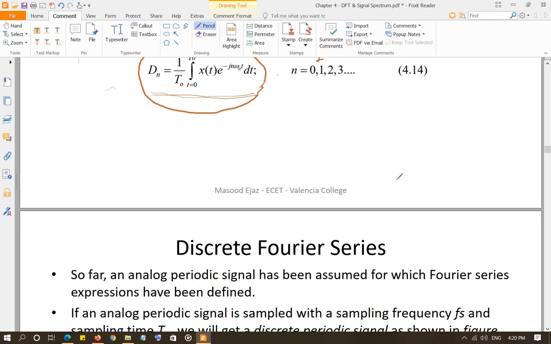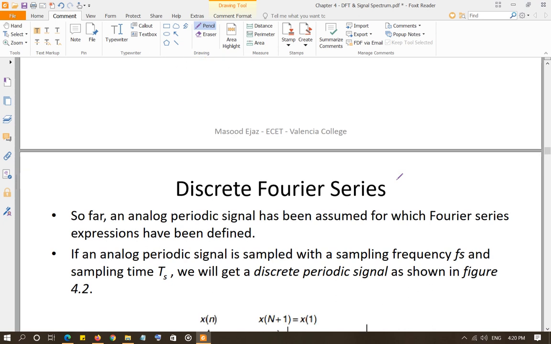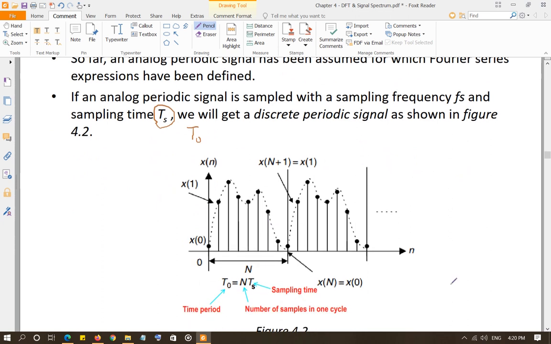So now your signal is discrete, but it is periodic. Your sampling time is Ts. The time period of the signal is still T0, because if T0 was the original time period of the analog signal, when you take the samples the time period is not going to change. Sampling frequency is Fs, so it's going to look something like this. The original periodic signal is the dotted line, and you are taking n samples in one time period. So the T0 time period is n times Ts, where Ts is the sampling time, the time between two consecutive samples.